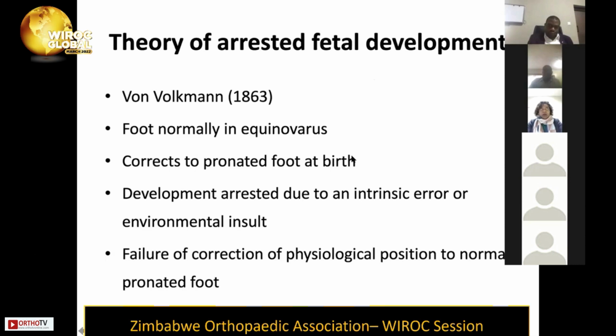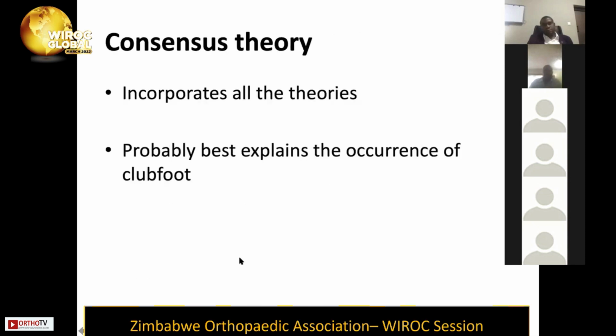Von Volkmann found that congenital clubfoot is a disorder or deformation of normal development of the foot. In utero, the foot is normally in equinovarus, and this usually corrects to a pronated foot at birth. Arrest due to an intrinsic error or environmental insult results in a failure of correction of the physiological position to a normal pronated foot. So that's the theory of arrested fetal development. Then the consensus theory incorporates all the theories, and it is the one that probably best explains the occurrence of clubfoot.